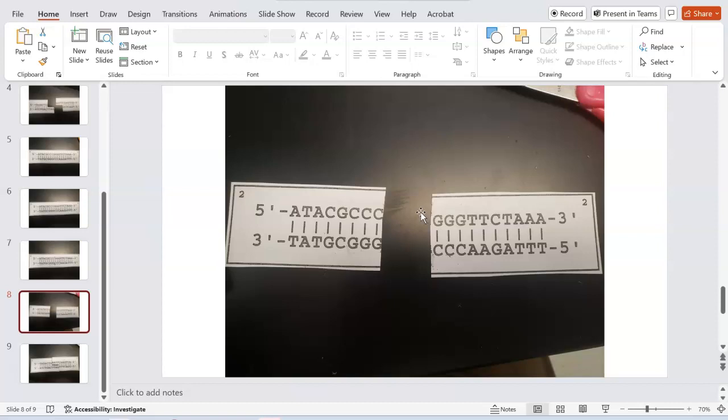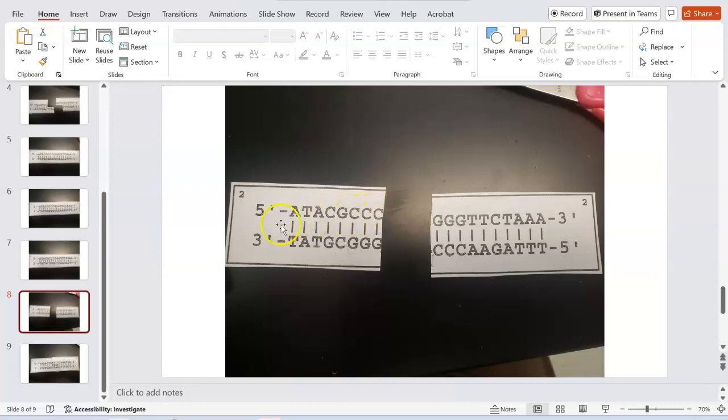Now points 4 and 5 are asking you to do this again on strips 3 and 4. It asks you to use an enzyme called HindIII on strip 3, and then to use EcoRI again, which we used on strip 1, on strip 4 as well.